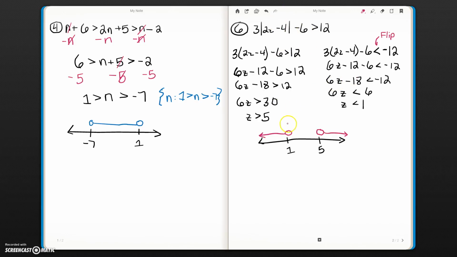And then remember, we need to test these numbers. So we need to pick something like 0, something in our solution set. Put 0 in here. 0 minus 4 is negative 4. The absolute value of negative 4 is 4. 4 times 3 is 12. 12 minus 6 is 6. 6 is not greater than 12. So for this one, this region actually does not work, so we can't include that.